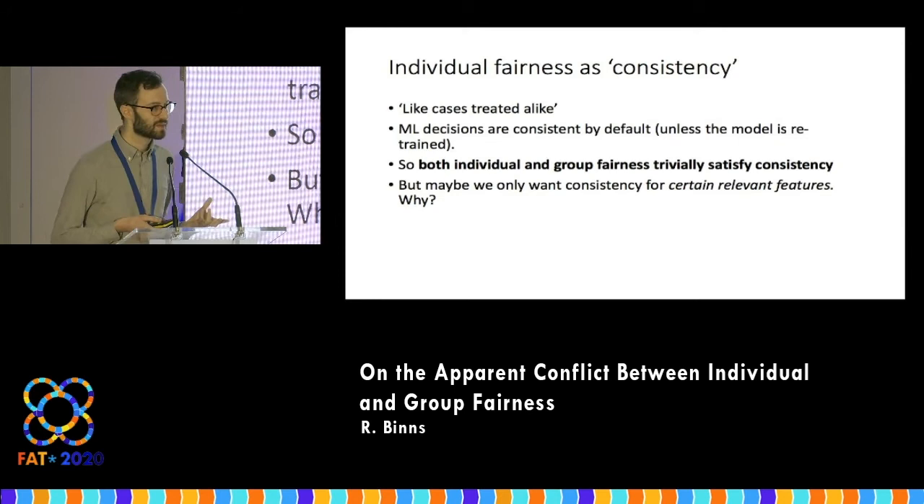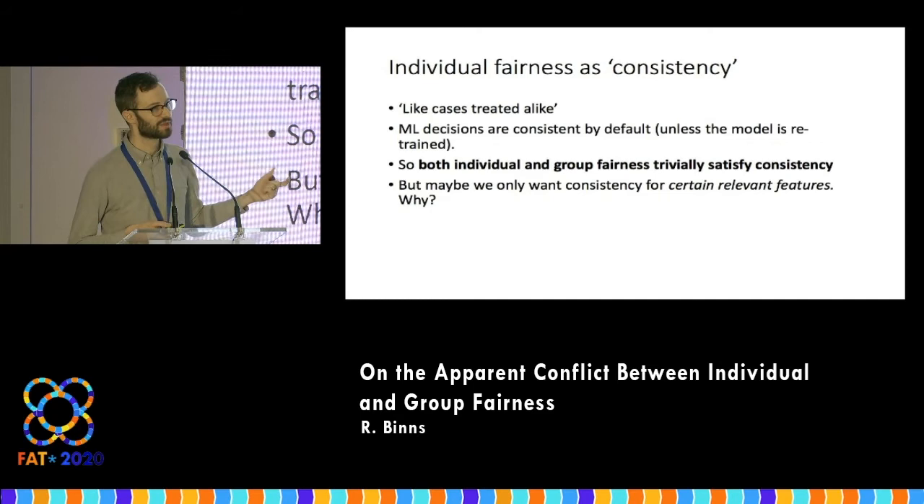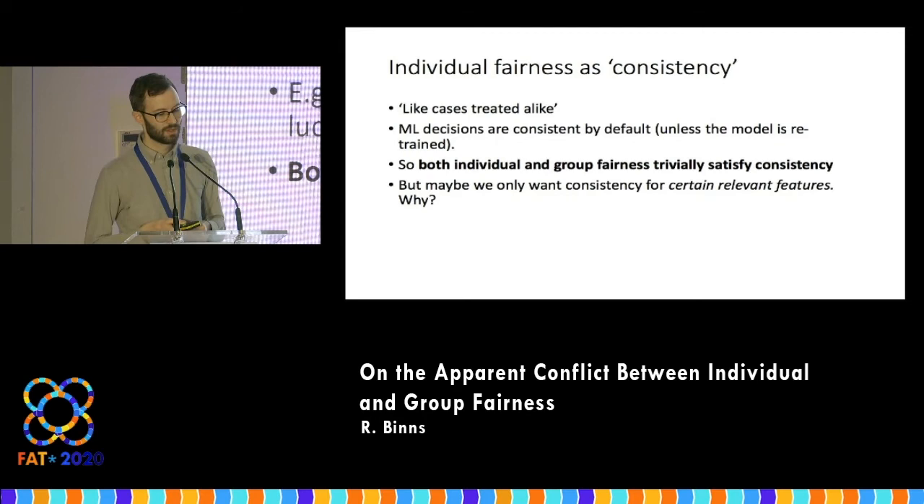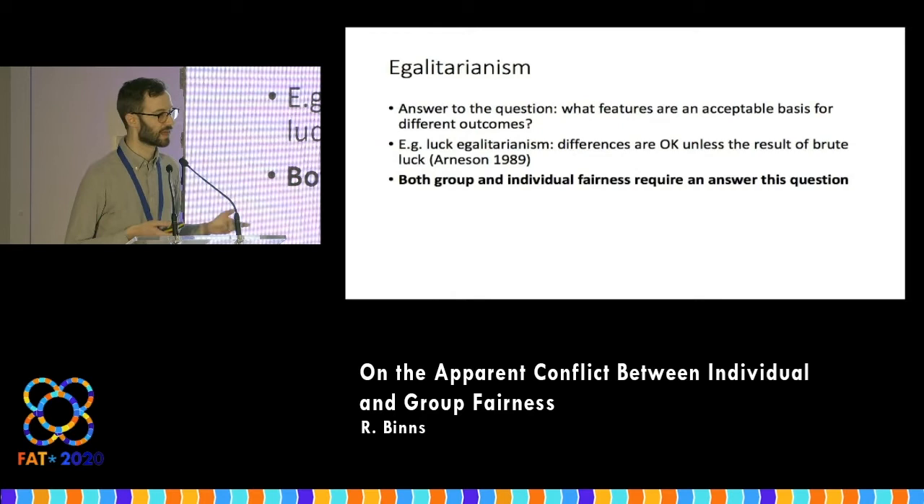The second thing to consider is that when we say cases are treated alike, there's an implicit assumption that there are certain features that we want to compare and some that we don't want to compare on. So why would you include certain features in this similarity metric and not others? I think to answer that kind of question, we need to turn to theories of egalitarianism. These answer the question about what features are an acceptable basis for different outcomes.